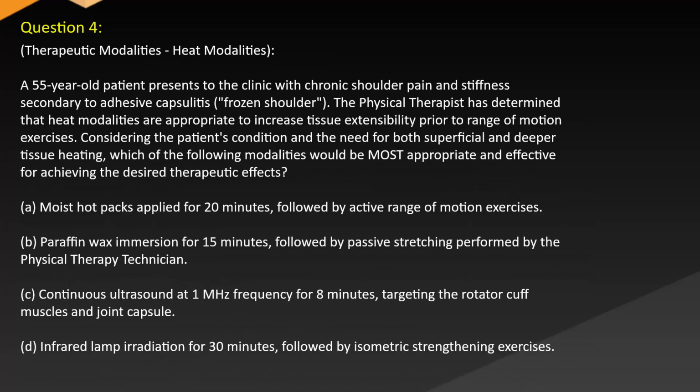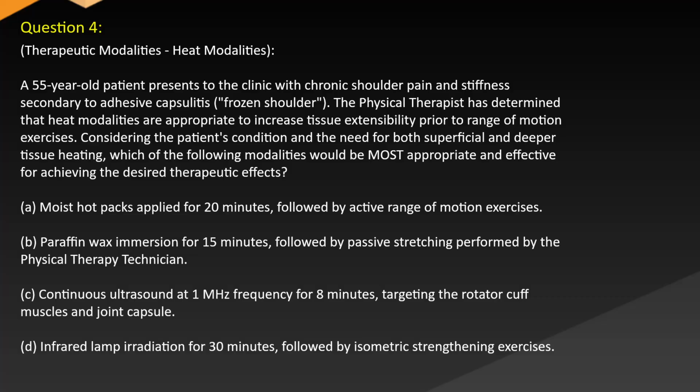Question 4. Therapeutic modalities. Heat modalities. A 55-year-old patient presents to the clinic with chronic shoulder pain and stiffness secondary to adhesive capsulitis, frozen shoulder. The physical therapist has determined that heat modalities are appropriate to increase tissue extensibility prior to range of motion exercises. Considering the patient's condition and the need for both superficial and deeper tissue heating, which of the following modalities would be most appropriate and effective for achieving the desired therapeutic effects?